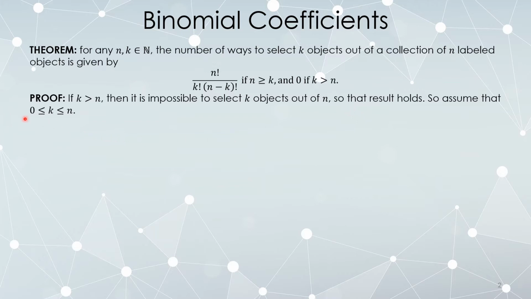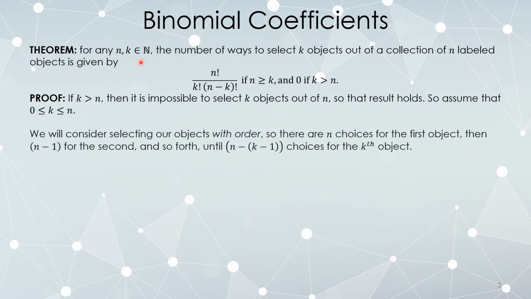So from now on, let's assume that n and k are chosen so that k is less than or equal to n, but they're both bigger than or equal to 0 because they are natural numbers. We're going to be considering selecting our objects with order. In other words, I'm going to keep track of which one I chose first versus which one I chose second, and so forth. Since we have n objects, there are n ways to choose the first object. Since I've already selected a single object, there are only n minus 1 ways to pick the second.